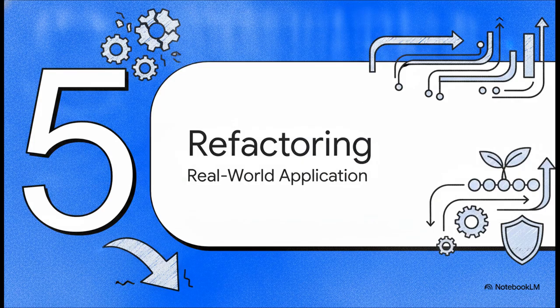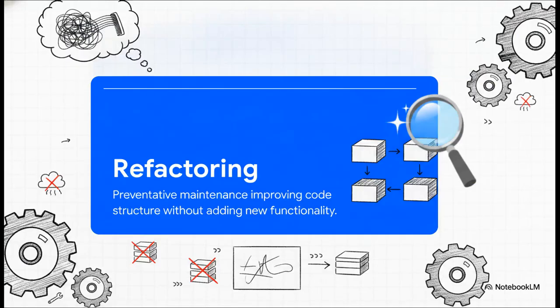All right, let's pivot to Section 5, Refactoring and Real-World Application. So reengineering is a massive, reactive overhaul used when a system is already failing. But what if we want to prevent the system from getting to that state in the first place? This brings us to refactoring. Refactoring is continuous, preventative maintenance. It's the process of making small, incremental improvements to the code structure without adding any new functionality.